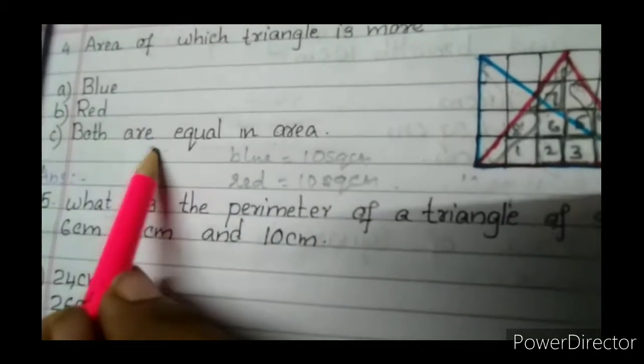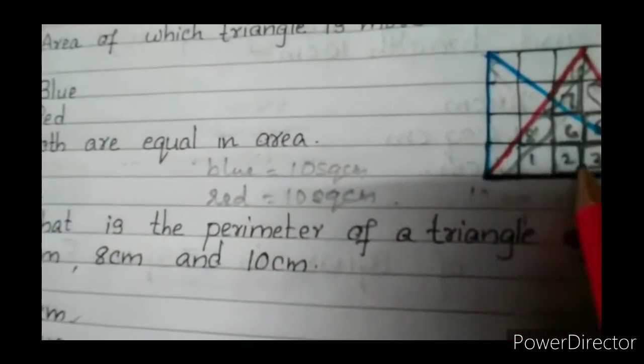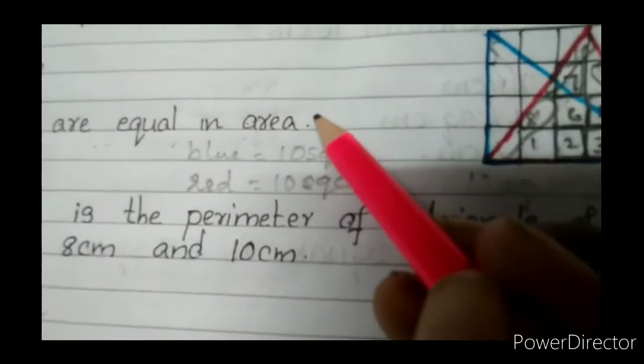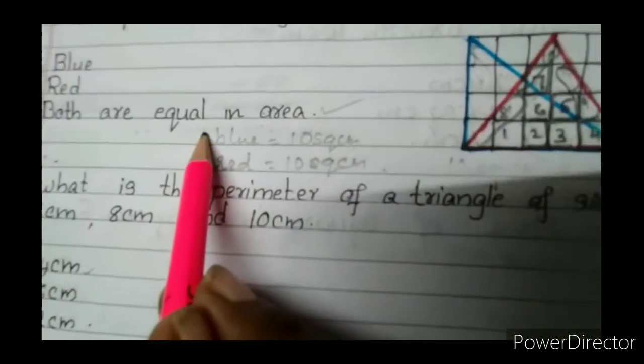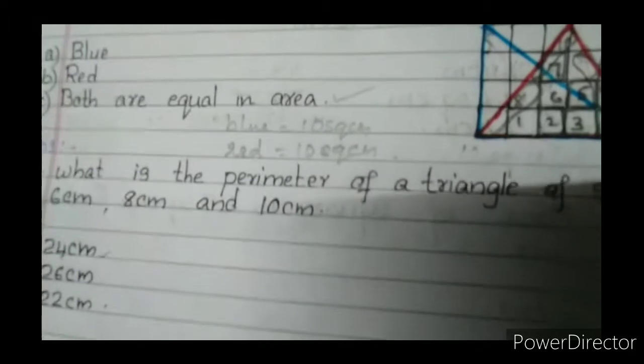So we can say that both are equal in area. Both triangles have equal area. So the answer is C. Both are equal in area.